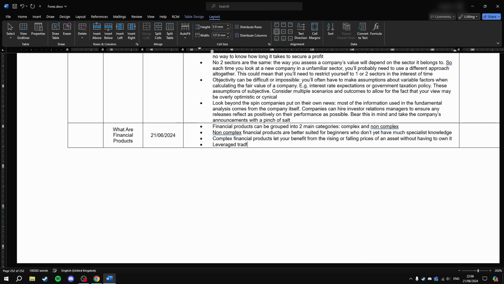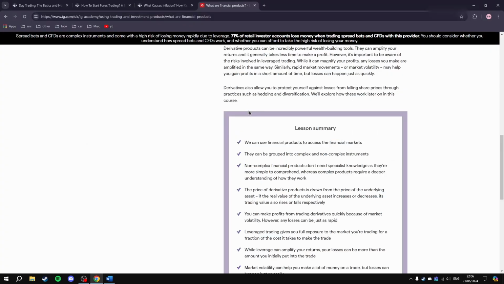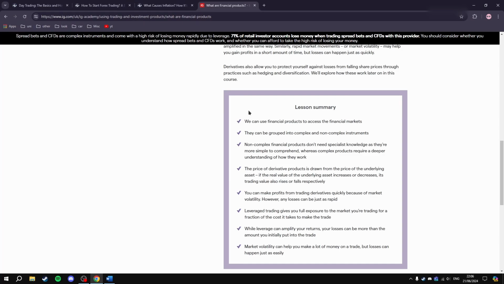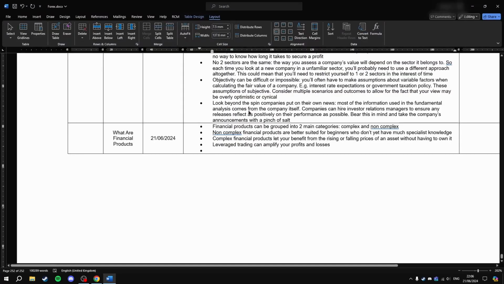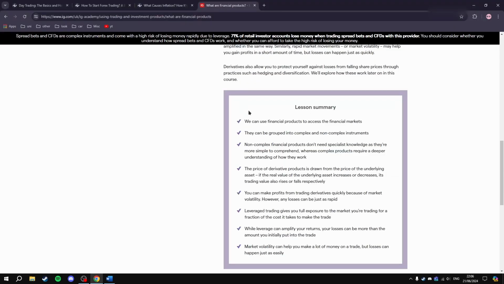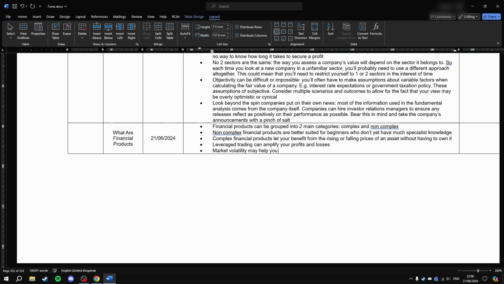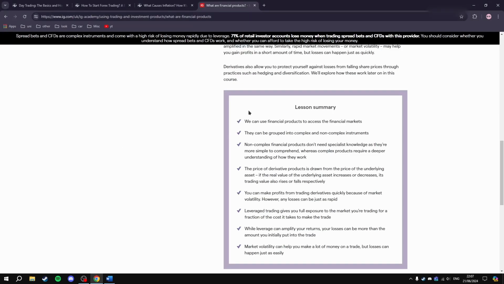Leverage trading can amplify your profits and losses. Market volatility may help you gain profits in a short amount of time, but losses can happen just as quickly.